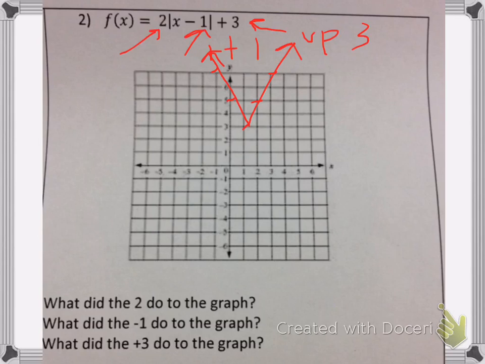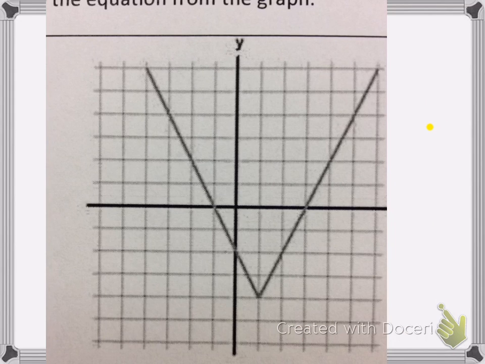So down here at the bottom there are some questions. It says, what did the 2 do to the graph? Well, it stretched it vertically. What did the -1 do to the graph? It moved it right. And what did the +3 do to the graph? It moved it up. So now that we know how to graph these absolute value graphs, we're going to see if we can go backwards and actually write the equation.